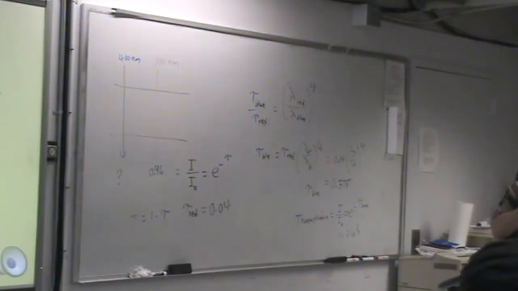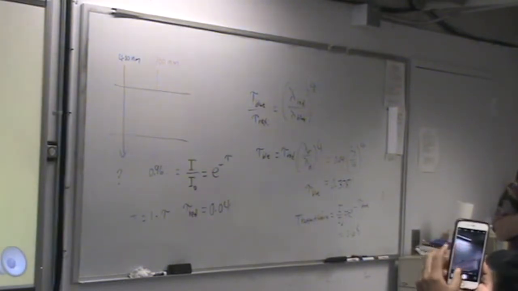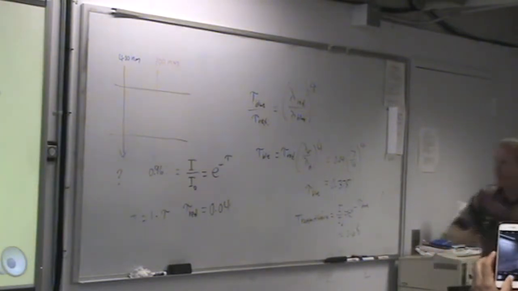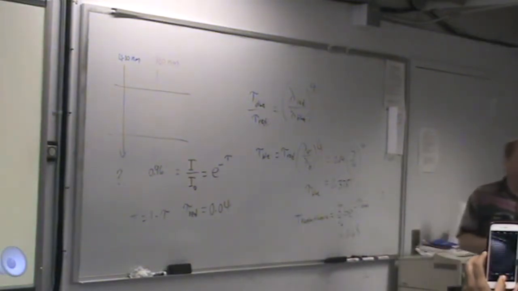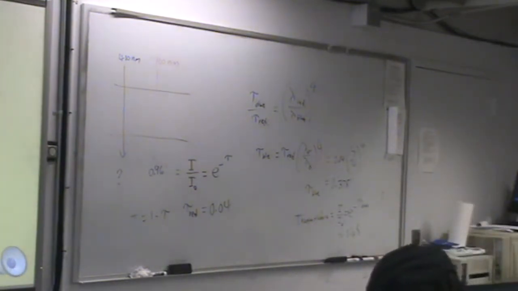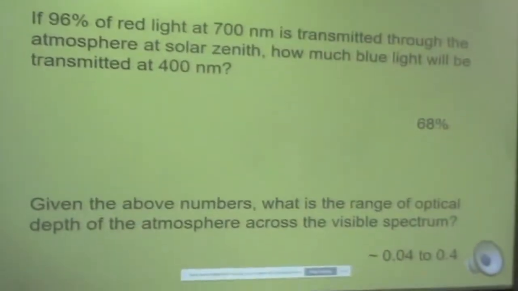68%. Okay, so what is the range of optical depths in the atmosphere across the visible spectrum? We've already done that, haven't we? From 0.04 to 0.375. That's the range of optical depth of the atmosphere. So we could still have used, because before solving the problem, I used the graph to guess. Oh, yeah. The percentage of the blue wavelength. Yeah.